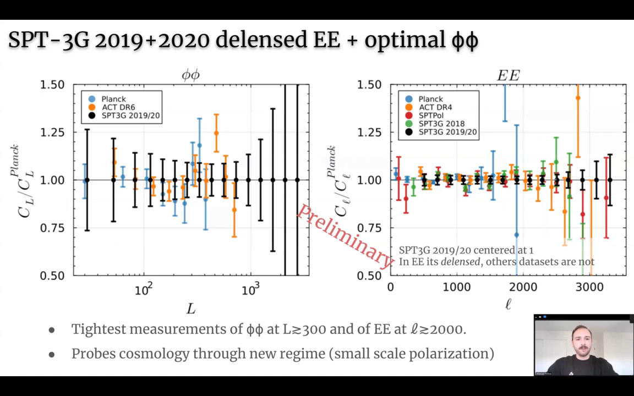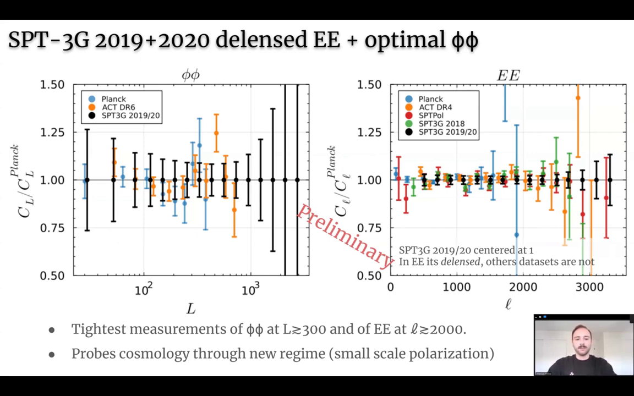And so you can see that really once you get to small scales in EE, these black points are significantly tighter than anything we've had before. And then that translates into better constraints at the very smallest scales on φφ as well. And so this is actually a really useful thing because we're probing this cosmological model, ΛCDM, and doing tests of ΛCDM, but now it's through a different physical regime. The physics that affects the very smallest scales in polarization and in lensing are different than the physics that affect larger scales and in temperature that have dominated some previous experiments. So this is a really valuable cosmological cross-check.